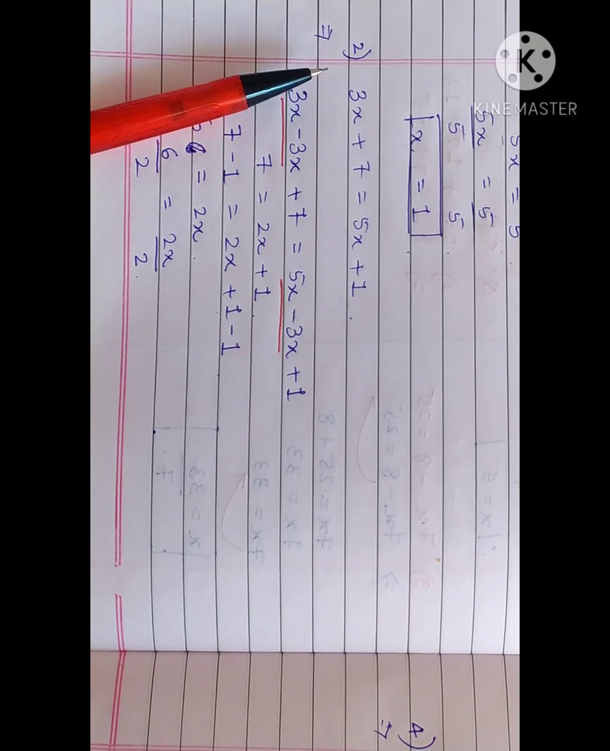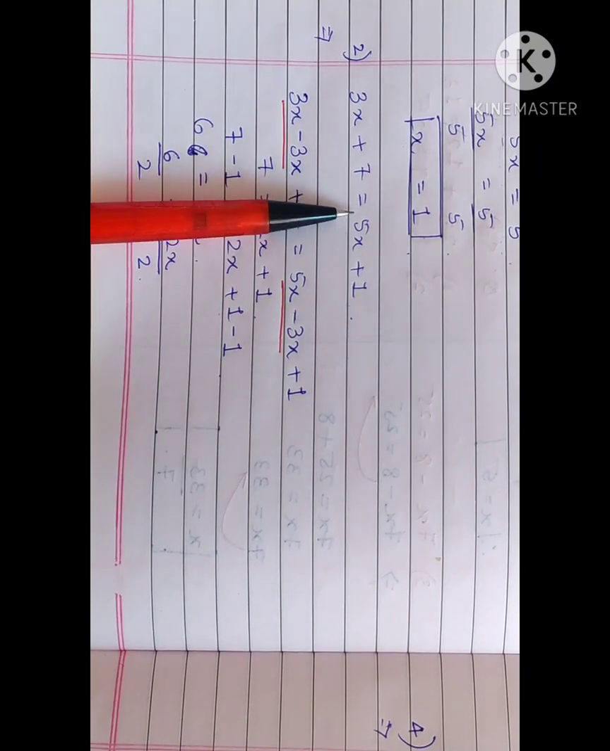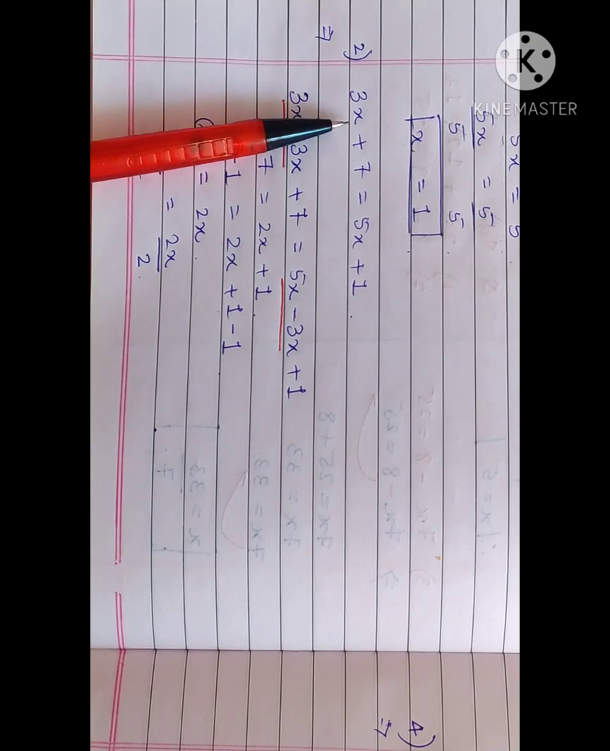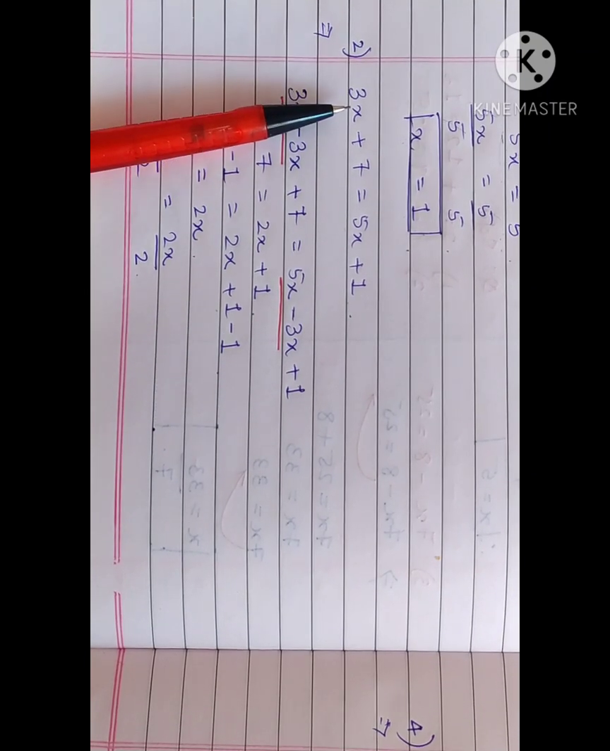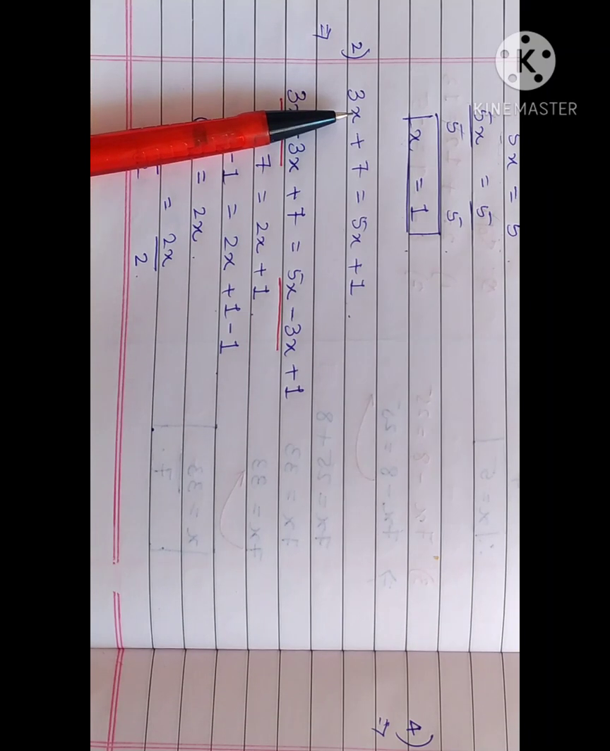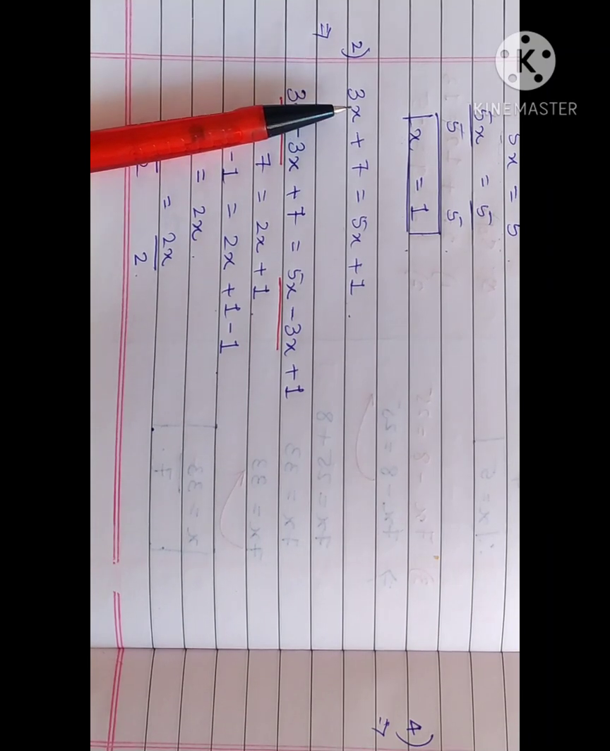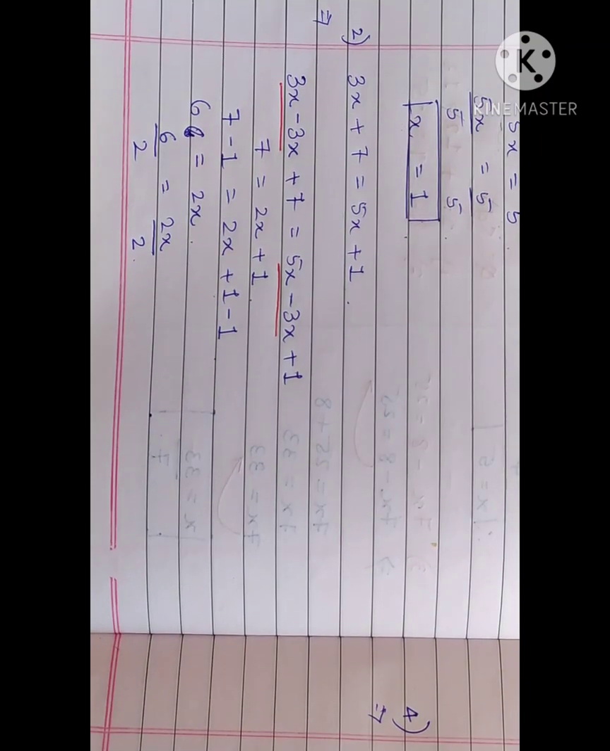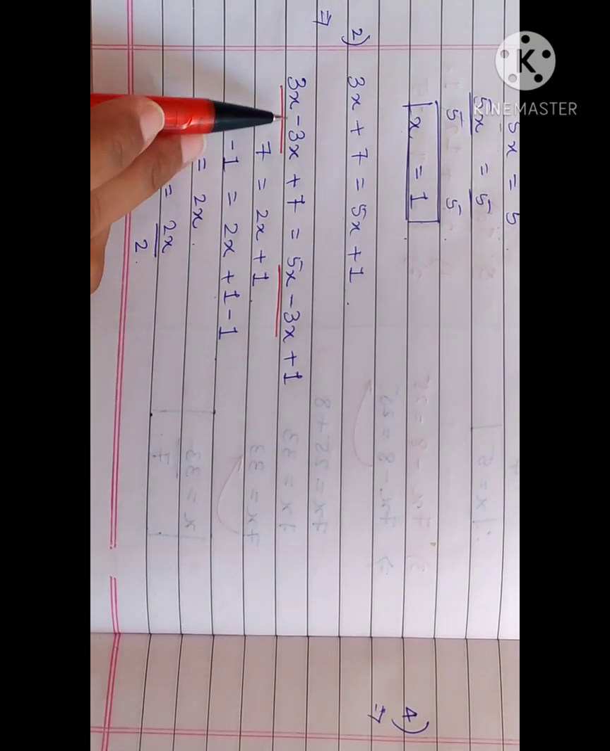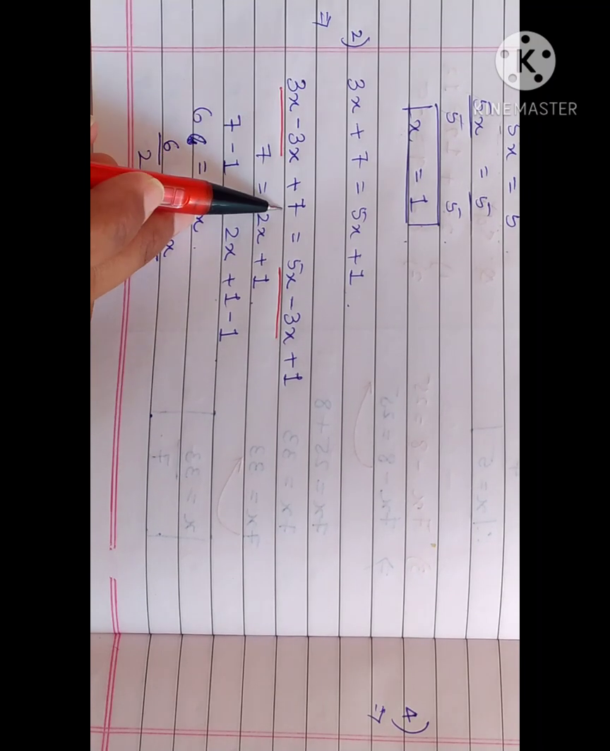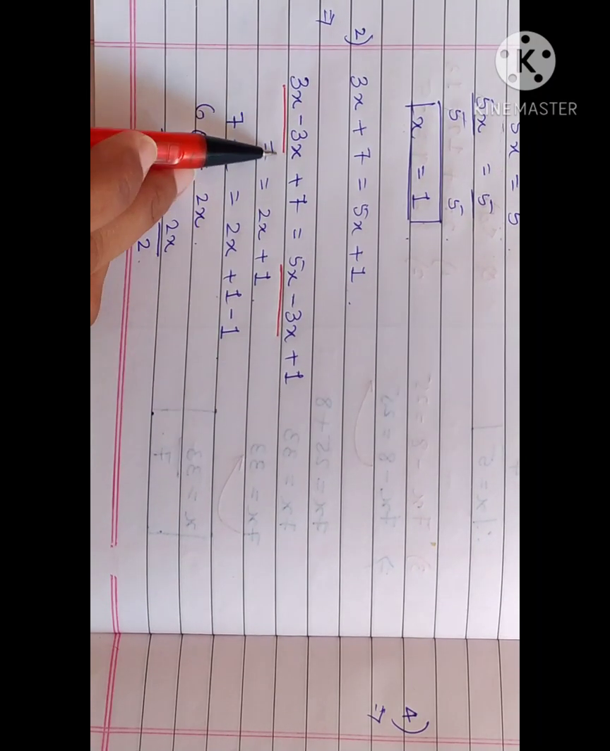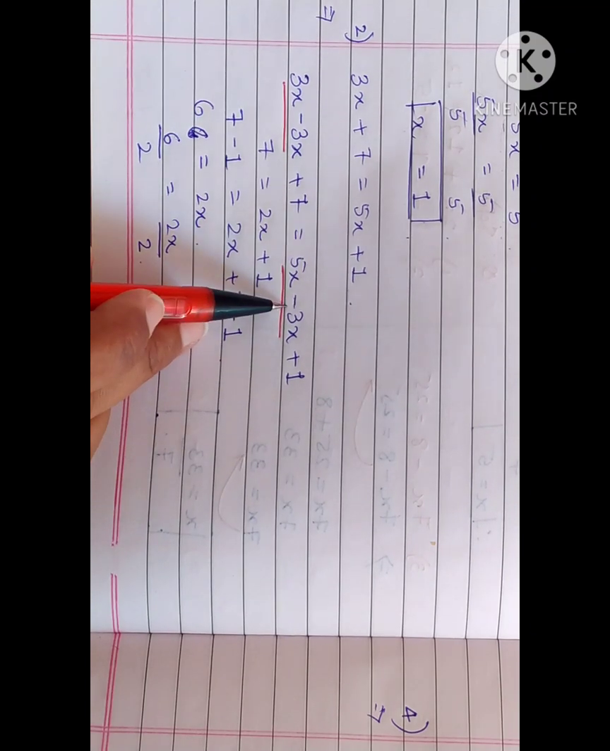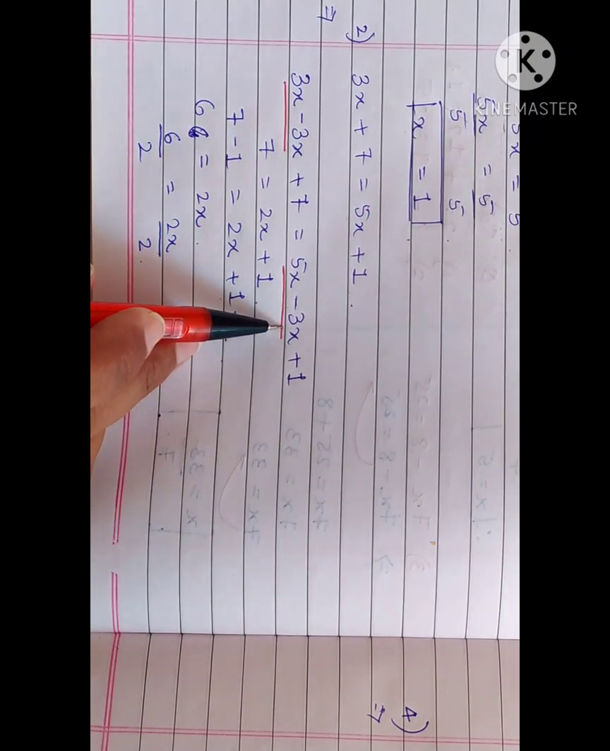Okay. So instead of eliminating this 5x, we will eliminate this 3x. Okay. So how to eliminate this 3x now? This 3x is plus. So if we subtract 3x from it, it will become 0. 3x minus 3x will become 0. So now you subtract 3x from here. So 3x minus 3x plus 7 is equal to, if you are subtracting 3x from this side, you have to subtract 3x from this side also. So this is 5x minus 3x plus 1.